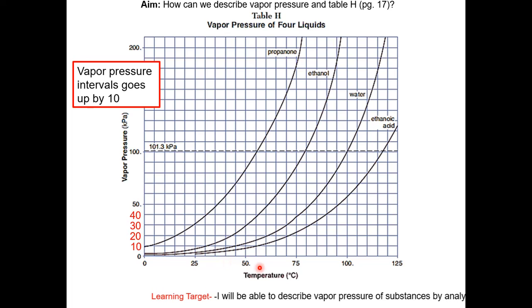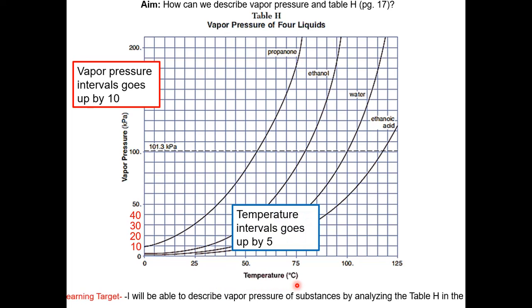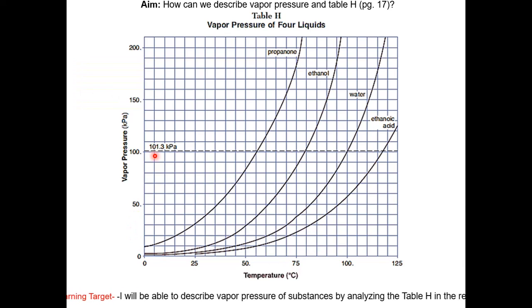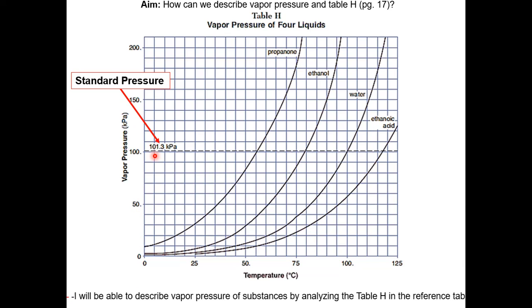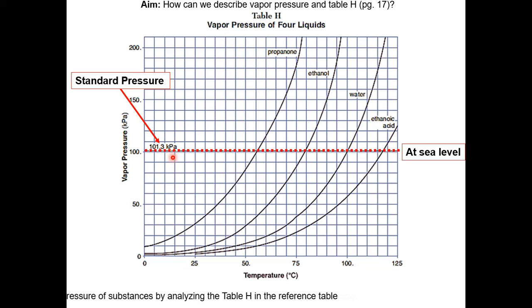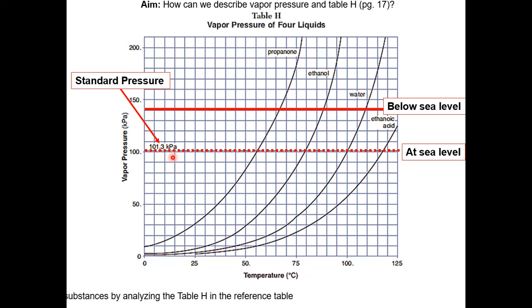On the x-axis is temperature, which is measured in Celsius. Each interval goes up by 5. This is 50, 55, 60, 65, 70, 75. The dashed line in the middle of Table H is standard pressure, 101.3 kilopascal. This is at sea level. If it's above standard pressure, then it is below sea level. If it's below standard pressure, it is above sea level.